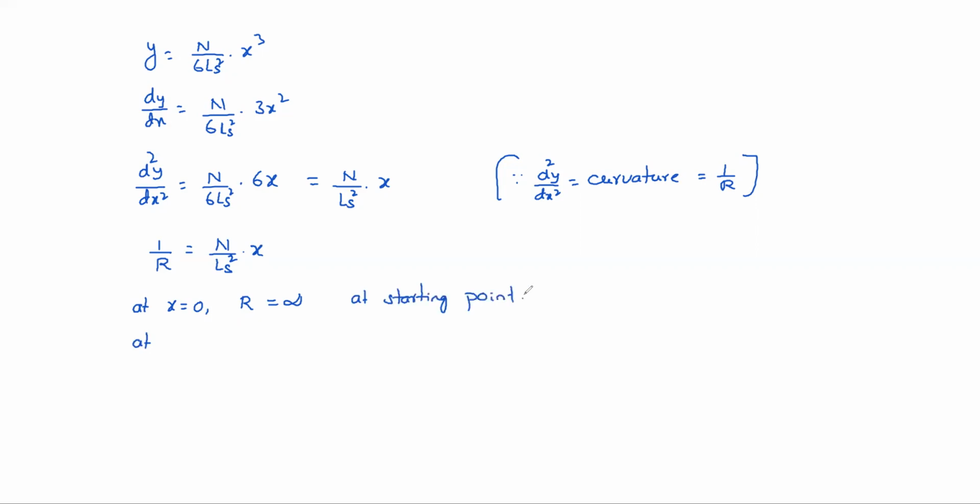At the starting point it is a straight line, so the radius of curvature is infinity, which means 1 by r is 0 at x equal to 0. At x equal to ls, the radius keeps decreasing from infinity to a finite value up to the midpoint, then from the midpoint to the ending point the radius again increases from the minimum value to infinity. So at x equal to ls, r is minimum, that is equal to r actually.